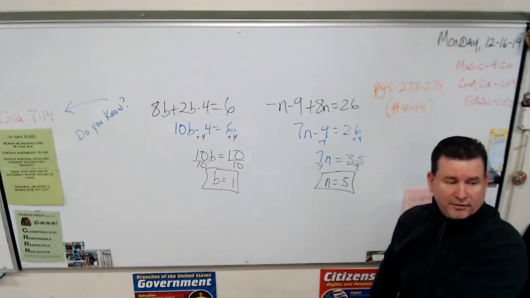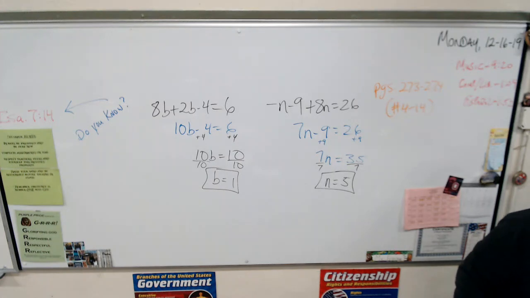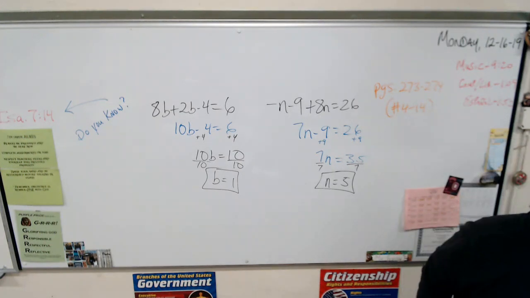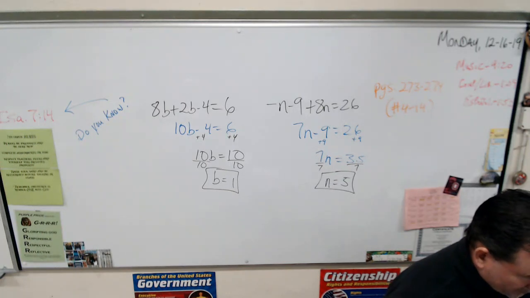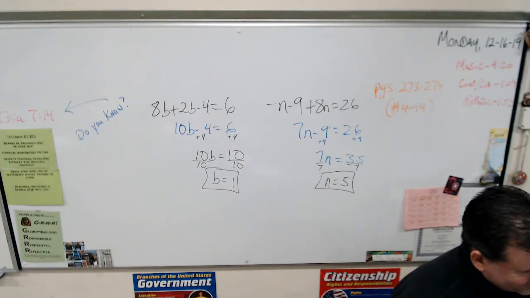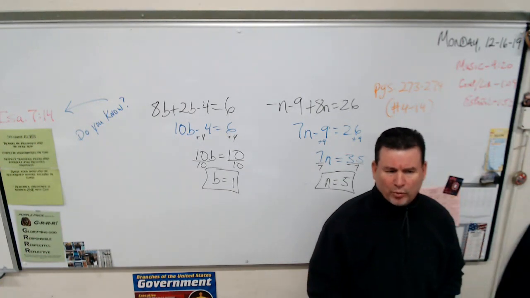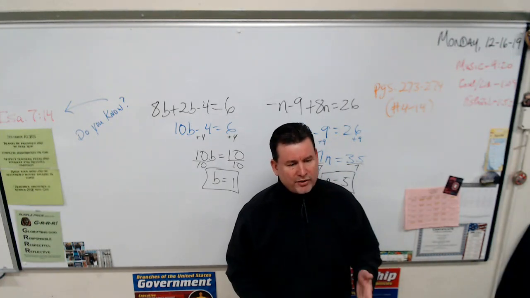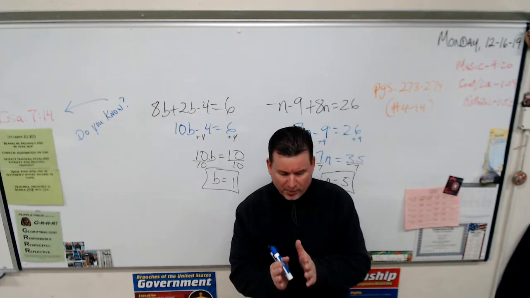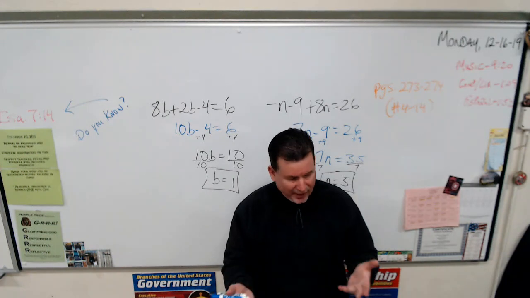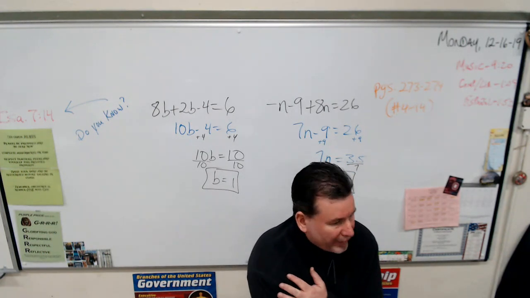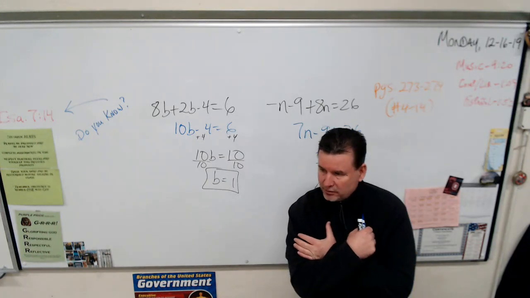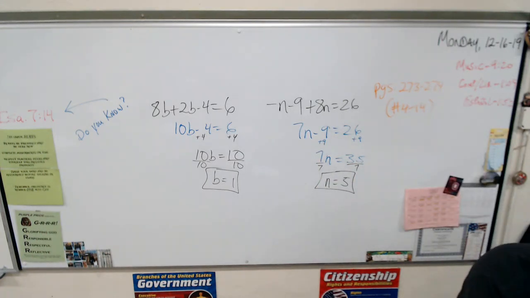Wait, so are you always dividing by the number that you multiply by? The question is, if your variable is multiplied by something, do you always divide? Yes, you divide, because that's how you undo it. That's how you get it to equal 1. And then you divide 35 by the 7, and you get 5.